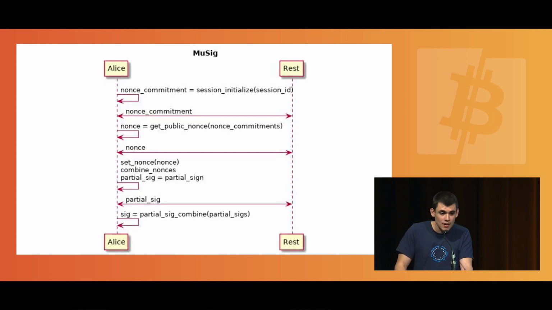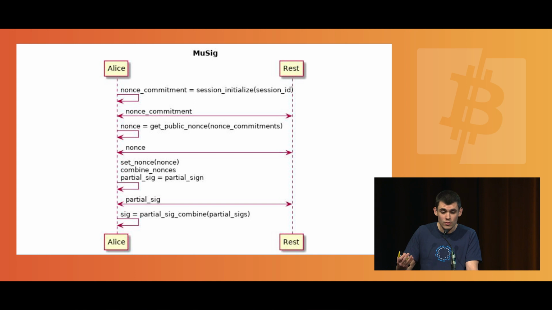So this is, in general, how MuSig looks like. The function names here are very similar to what we're doing in our implementation. It's 3 rounds. So you start with initializing your session, and for that you need a fresh, new session ID that you've never used before. You create a nonce commitment. You exchange nonce commitments. That's round 1.